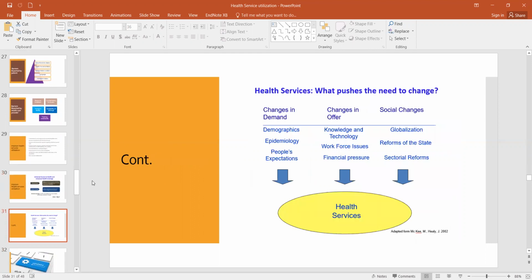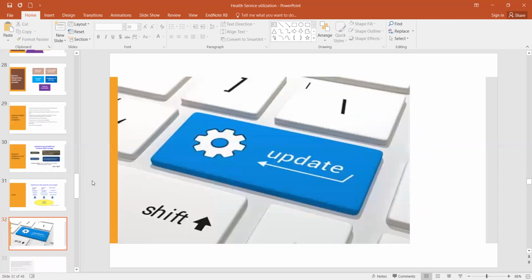What are the needs that push and change health service utilization, like change in demand, demographics, epidemiology, people's expectations, change in the offer, knowledge and technologies, workforce issues, financial pressure, social change, globalization, reforms of the state and sectoral reforms. These all changes lead toward better health service and health service utilization.